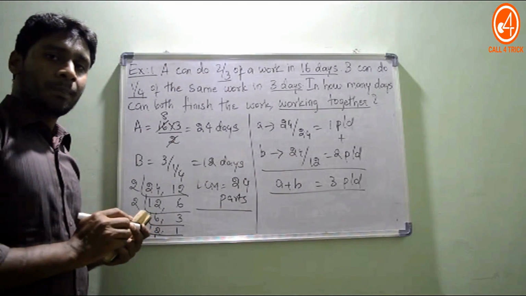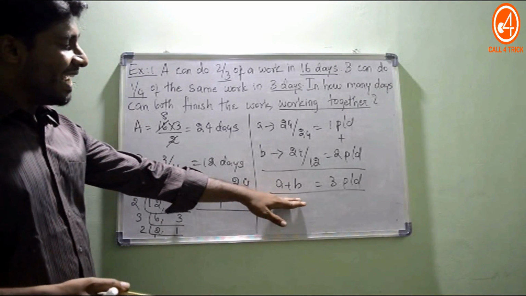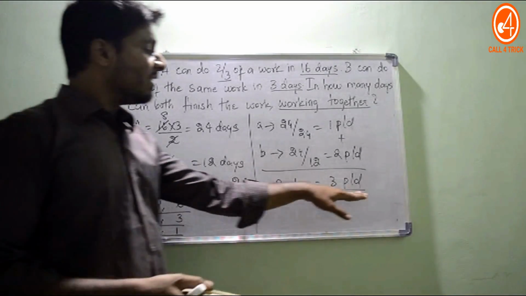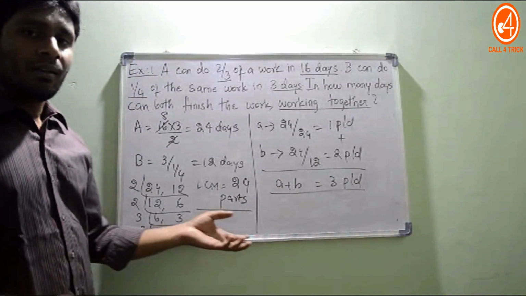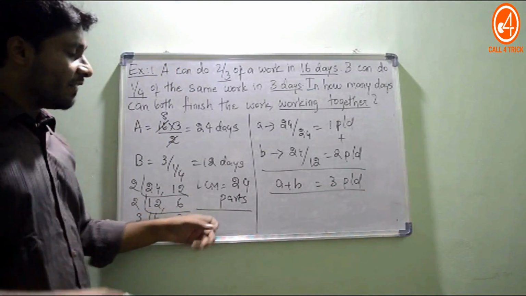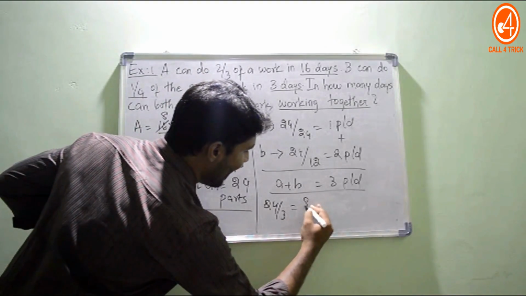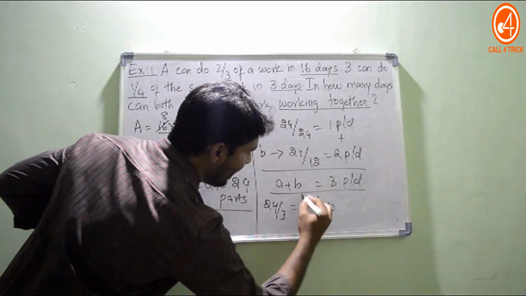Again, what's the final step? Solution. How can I find the solution here? It is given that A and B can do 3 parts in 1 day. If they work together, they can finish 3 parts in a single day. Got it? And here my complete work is 24. So simply go for 24 by 3. It is 8 days. They need 8 days to complete the work.